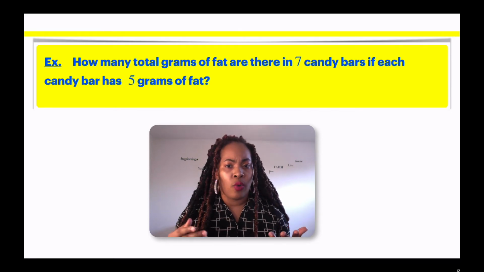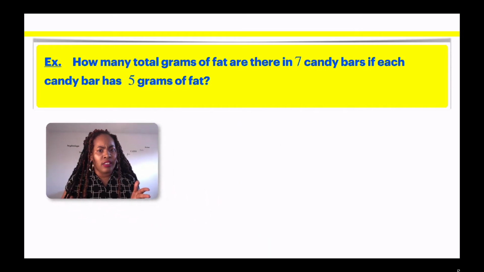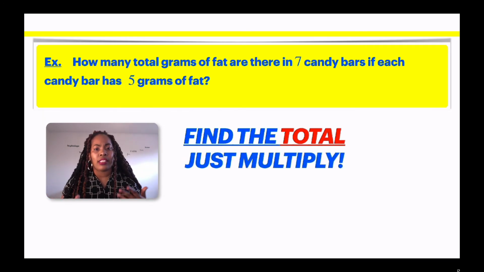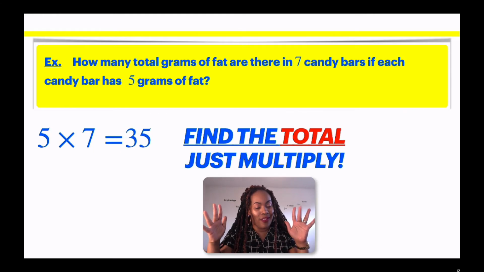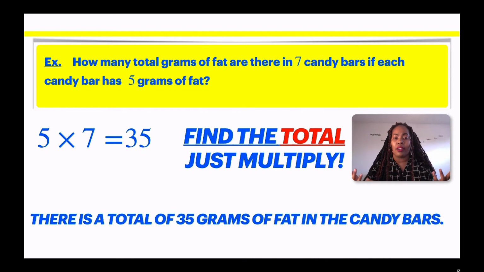So in this case, we're adding up the amount of grams of fat in candy bars. If we were to add it, we don't have to really go through and add it because we know that we can just multiply it, right? We're finding the total. So in other words, that would be 5 times 7, because it's 5 grams of fat, and we're talking about 7 candy bars. And we know that 5 times 7 is just 35. So remember, we want to go through and answer the question in English. And what that will look like is, there is a total of 35 grams of fat in the candy bars.